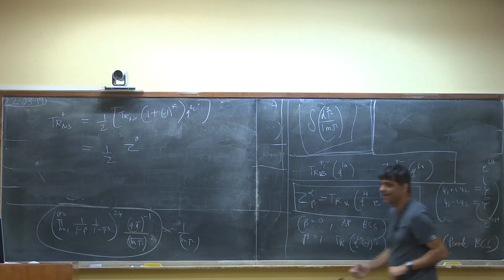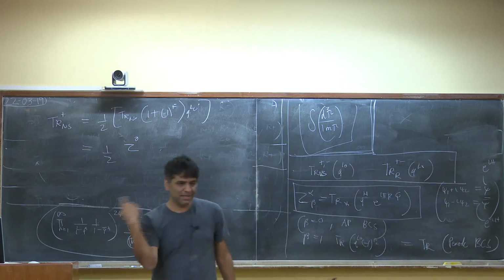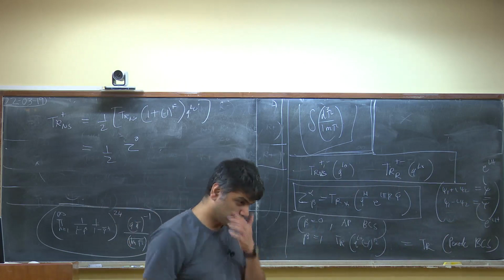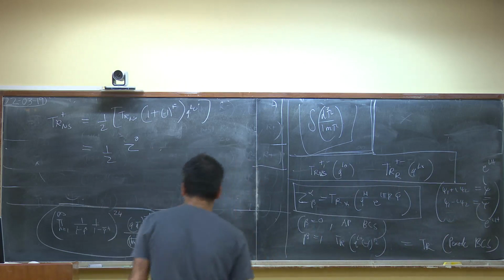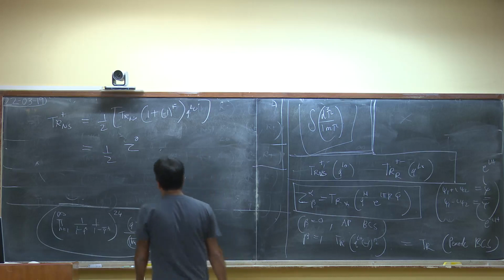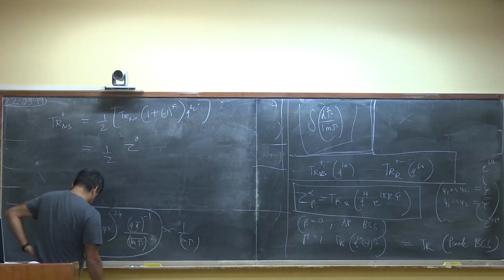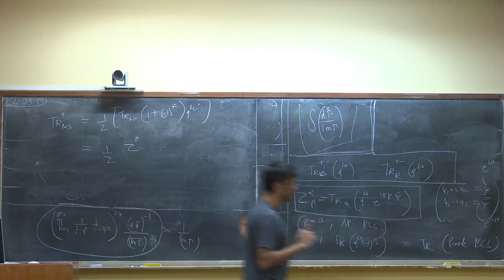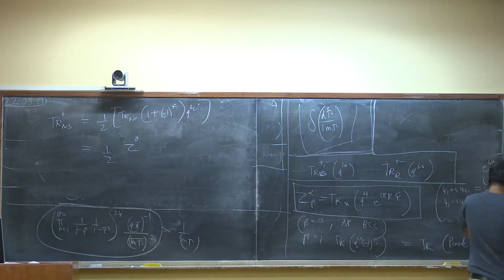Sorry, before I translate that, I have to tell you about this beta. Beta is simply what your boundary conditions are. In a sector, the ground state has fermion number 1, right? The NS sector ground state has fermion number. Oh yeah, good point. Am I accounting for that or not?